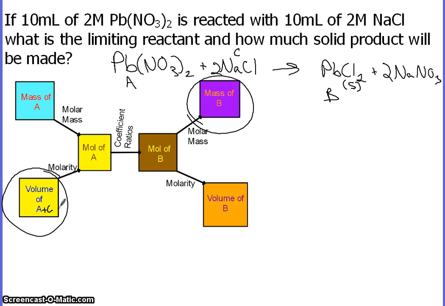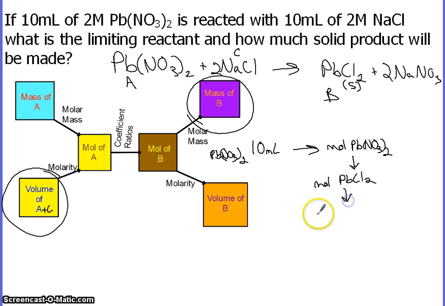Okay, so if I start off with the fact that I know I have 10 milliliters, and this is for lead nitrate, I have to go from that to moles of lead nitrate. For moles of lead nitrate, I need to go to moles of lead chloride. And then from there, I need to go to mass of lead chloride. Okay? So I'm going to do that.